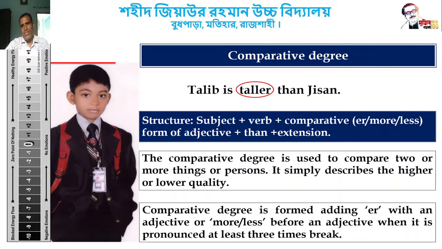Comparative degree is formed adding er with an adjective, or more, less before an adjective. When it is pronounced, it is at least three times break. Again, my dear student, comparative degree is formed adding er with an adjective or more or less before an adjective. I hope, dear student, you have already understood my talks.